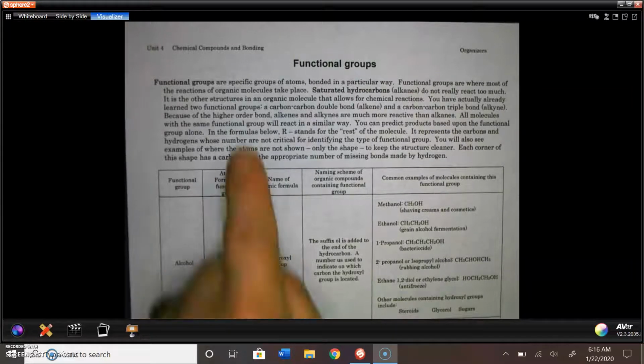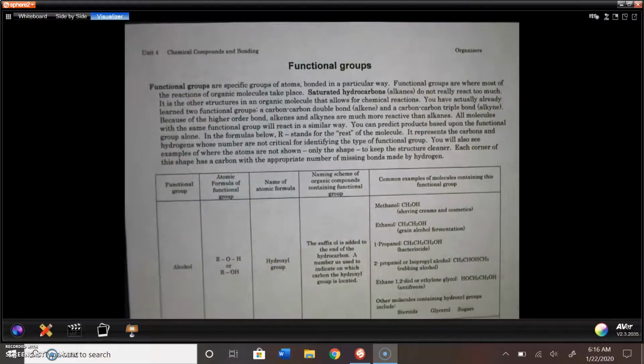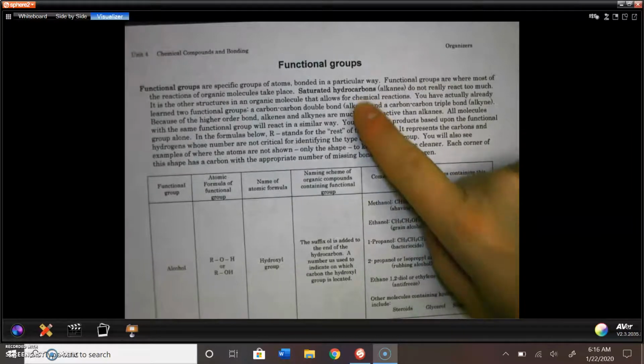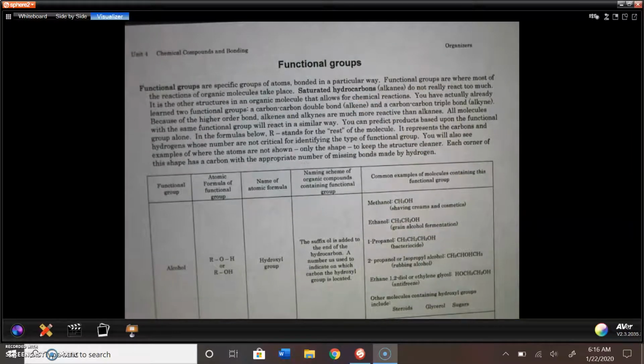And so they are, as you can see here, a specific group of atoms bonded in a particular way. And functional groups actually are responsible for doing all the reactions. If you have just a saturated hydrocarbon, just an alkane, there's not really any place for those single carbon-carbon or carbon-hydrogen bonds to react. They're very unreactive. But as soon as you start adding either a double bond or a triple bond or, more significantly, a functional group, then you can have reactions happen.